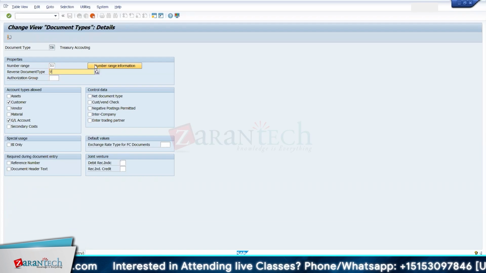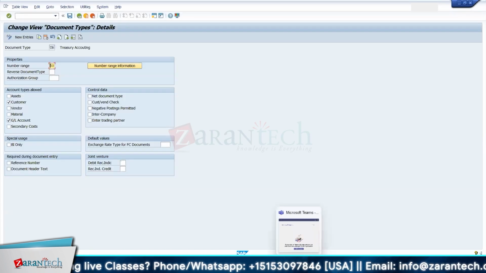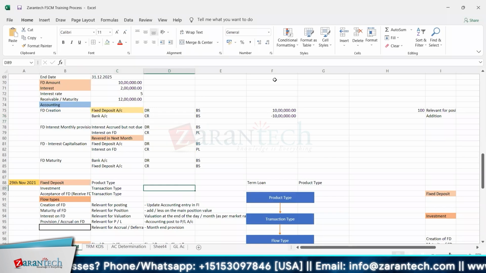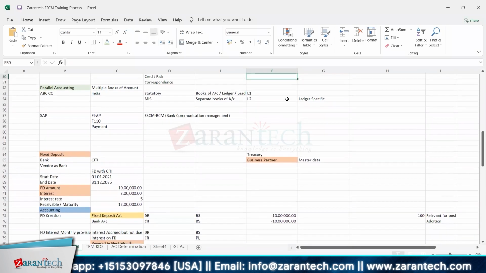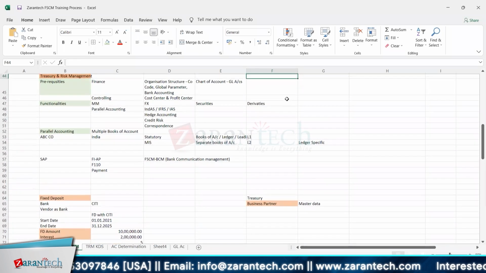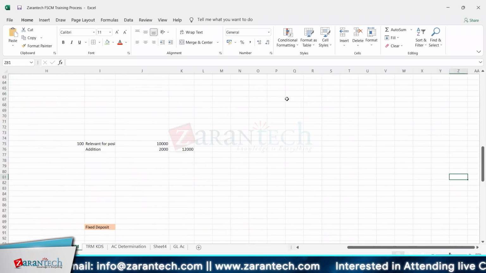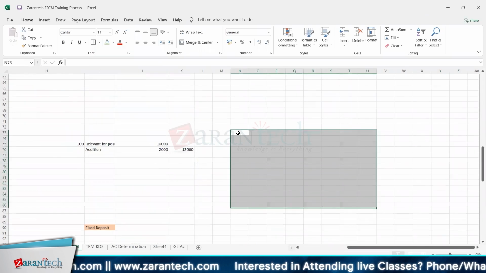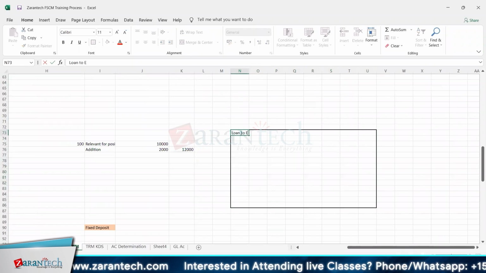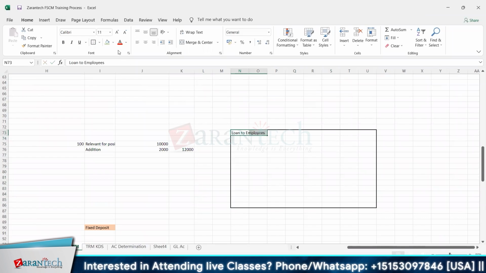Can you again explain in which scenario we will use it for customer? This TR doc type. So what happens? Suppose I am going to map one product, loan to employee. Okay. This is my loan to employee. I'm just giving one example.